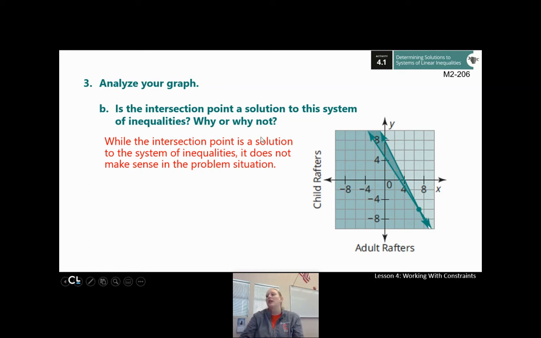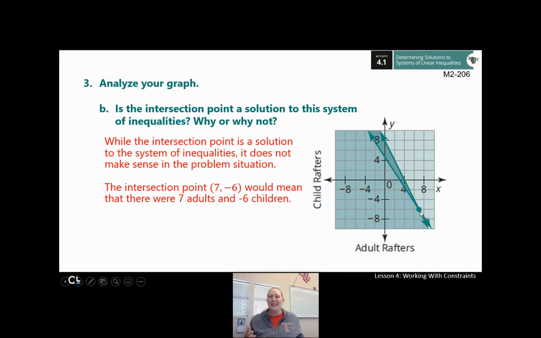While the intersection point is a solution to the system of inequalities, the other thing you want to keep in mind is it doesn't actually make sense in this problem situation. Look at this point. What is that point? It's like 7 adults, but -6 children. So yes, technically it is a solution to the system of inequalities, but it doesn't make sense in the problem situation because you'd have to take 7 adults and -6 children. I'm not sure what -6 children looks like.